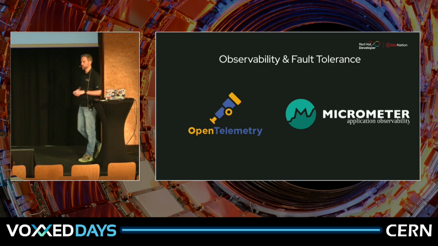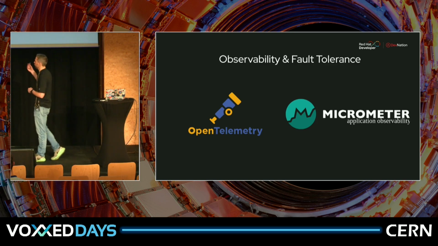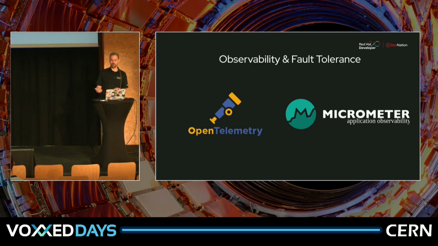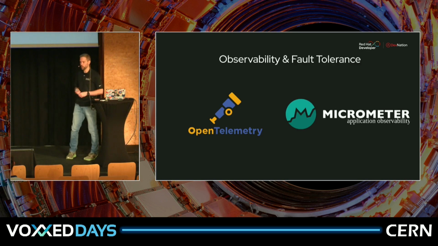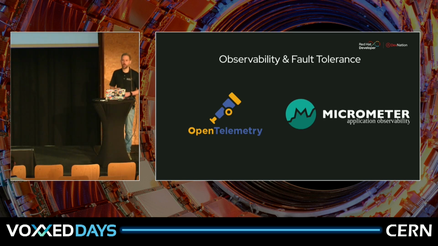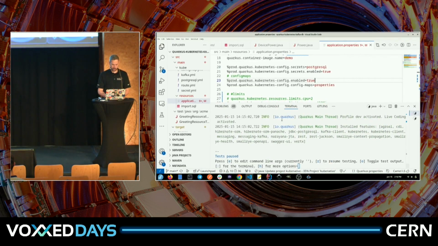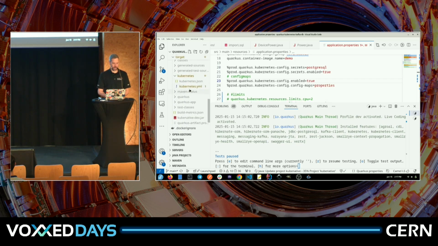So the projects that are, let's say, I don't want to say trending, but the most popular right now in the Kubernetes, in the Cloud Native world, is OpenTelemetry. And then in the Java world, Micrometer is a good project to make sure that you can export metrics and knowledge about the performance of your application in your application.